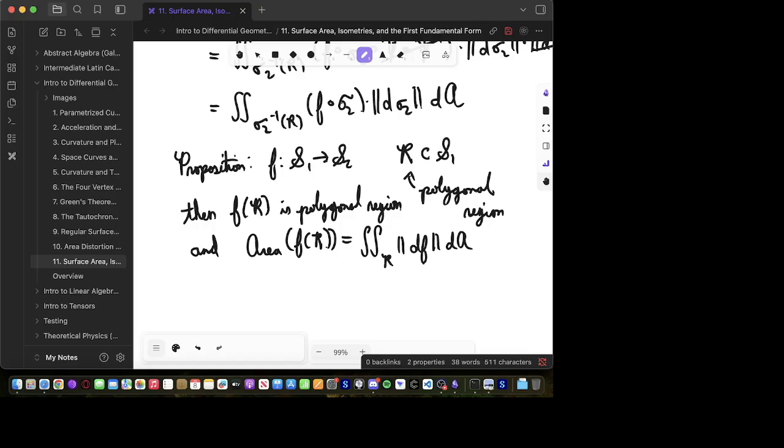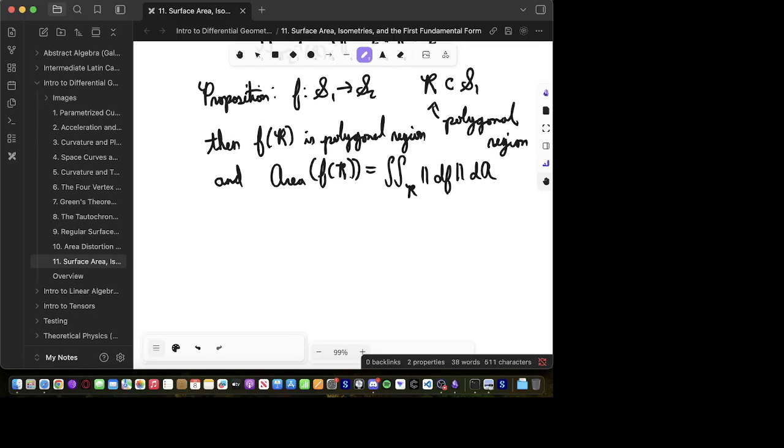So what I just wrote is the following. If we have a function f from a regular surface S1 to a regular surface S2, and R is a polygonal region of S1, then f of R is also going to be a polygonal region, and the area of f of R is simply equal to the double integral over R of the area distortion of df.